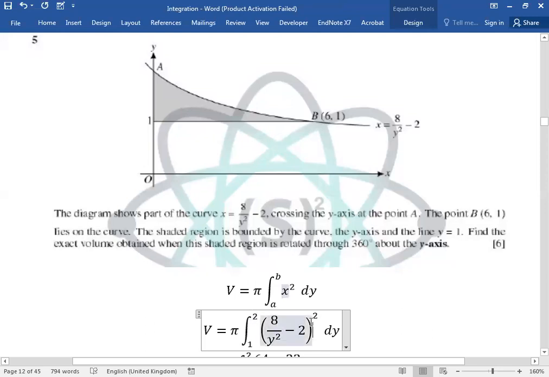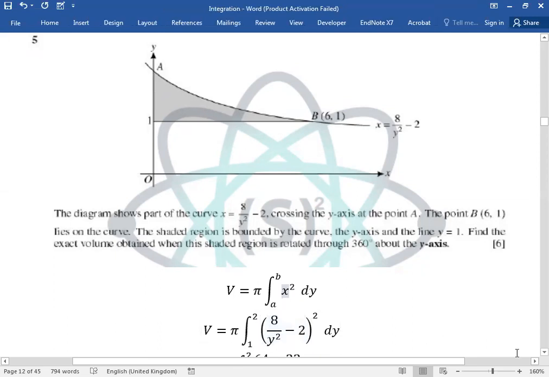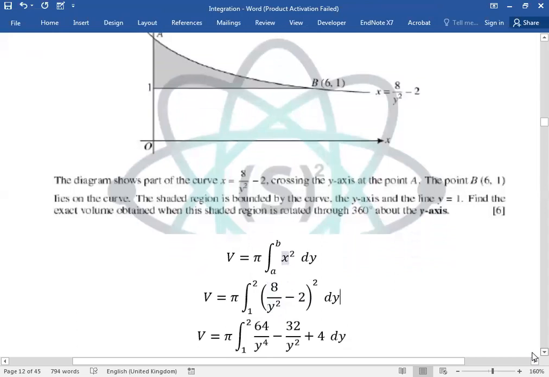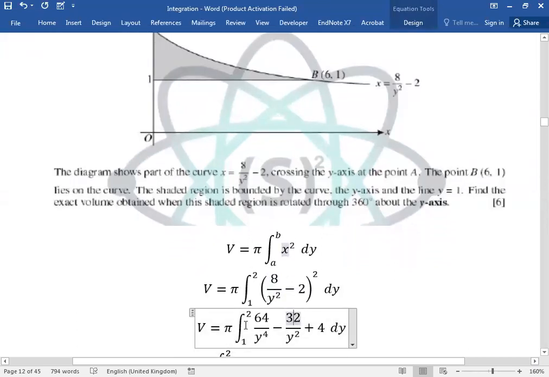What will we do first? First we will square it. Square it. Either make 2 brackets of 8 over y square minus 2, or you can use the identity a minus b whole square. Make 2 brackets of 8 over y square minus 2. This is the expansion. Now remember, you cannot remove this integral sign until and unless you integrate. So we haven't integrated till this point, have we? We haven't integrated till this point. We have just squared it. Okay?